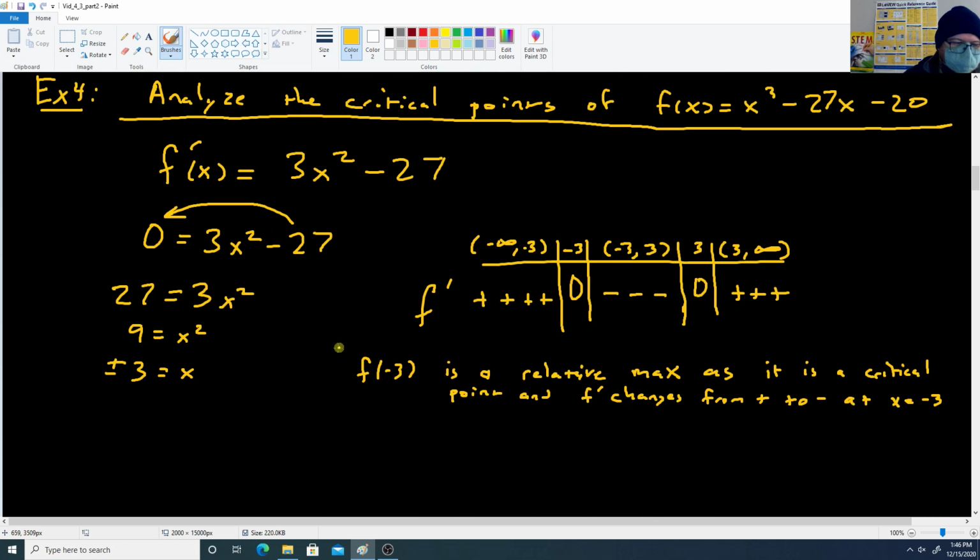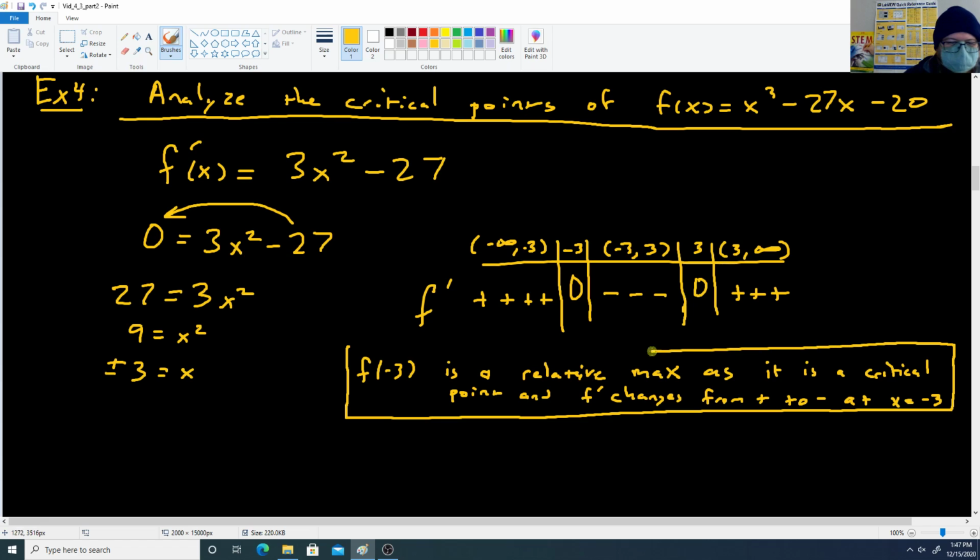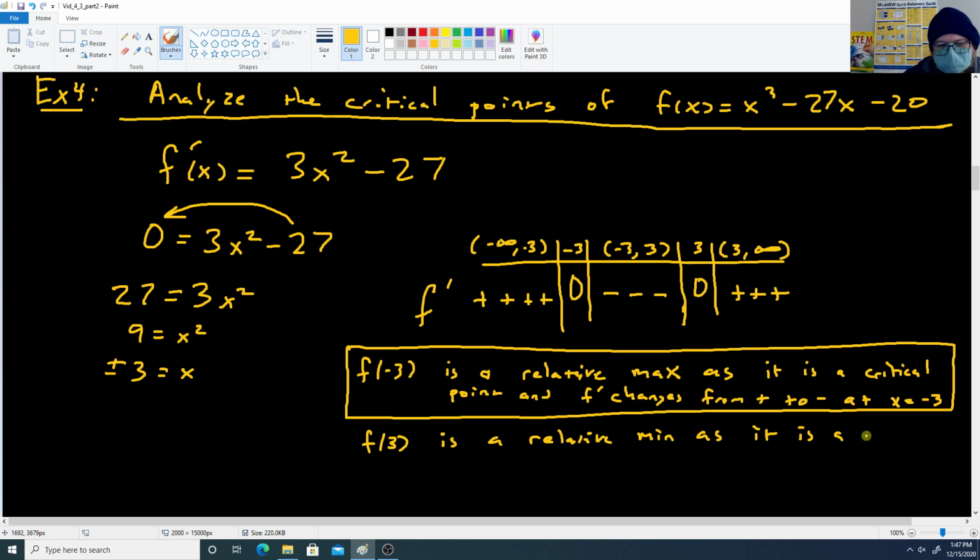So that says relative max, or you could say local max. Local max and relative max mean the same thing. The AP test will use them interchangeably. Then for f of 3, we say f of 3 is a relative min as it is a critical point, and f prime changes from negative to positive at x equals 3.